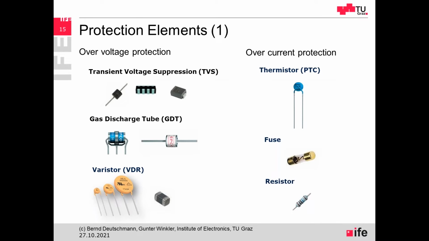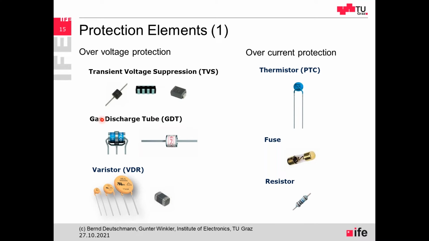Okay, now the question is, how can we protect our electronic system from this kind of electrostatic discharge? There are many, many ways to protect integrated circuits or whole electronic systems. So maybe we can split these protection elements into overvoltage protection elements and overcurrent protection elements. Typical representatives of overvoltage protection elements are transient voltage suppressing diodes. For example, this one here. Also, there is a TVS diode array, or they can also be found in this kind of package.